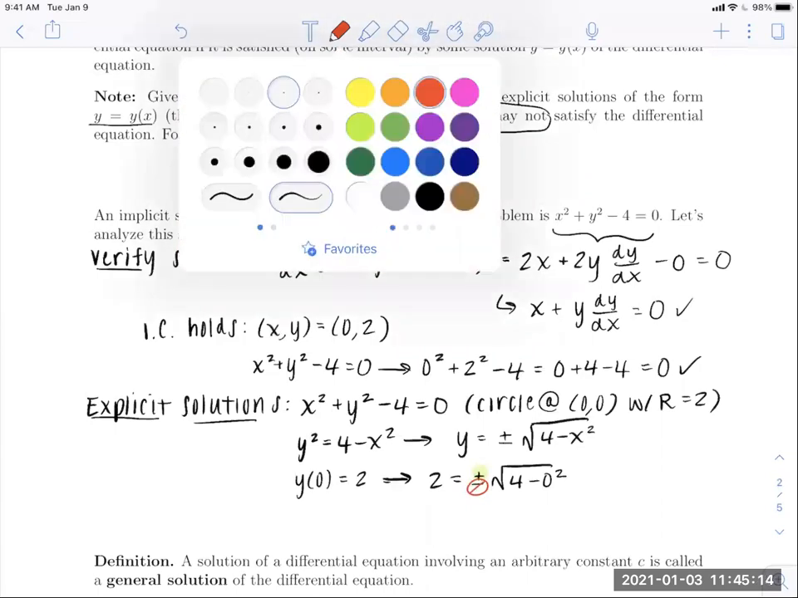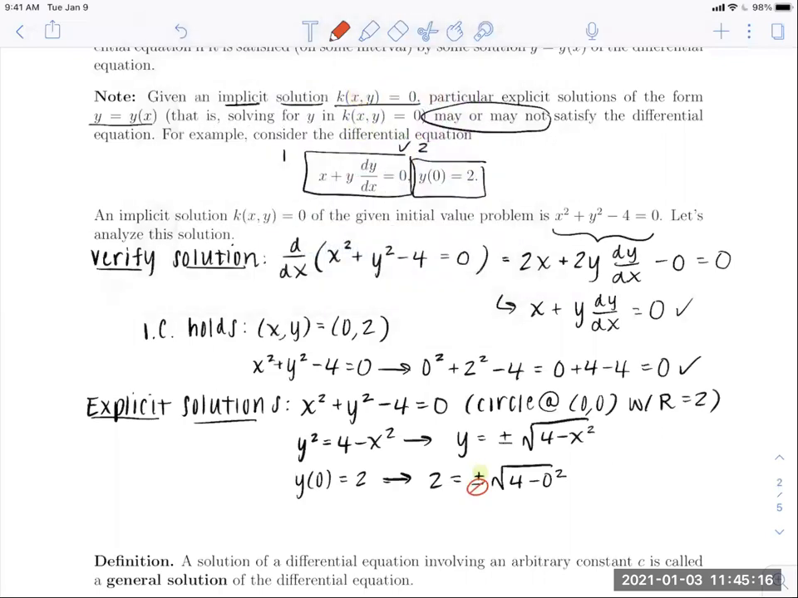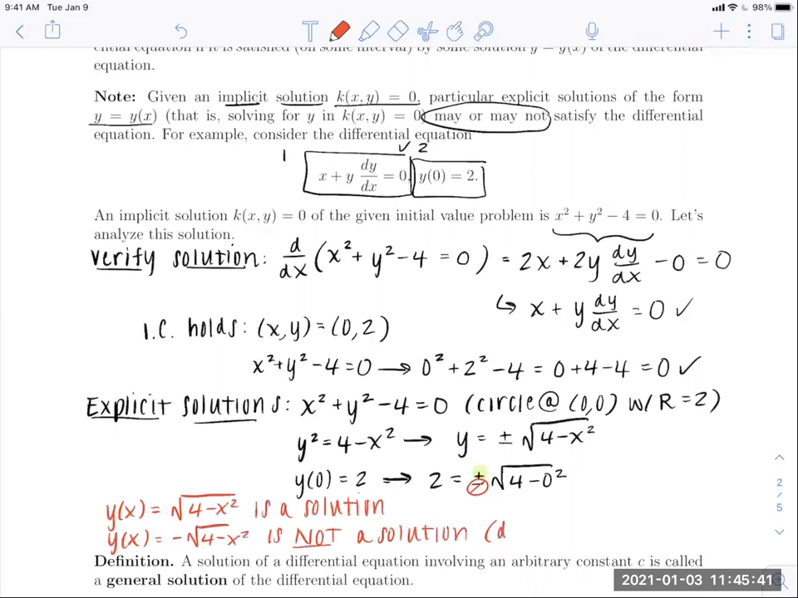So what I've just shown here, maybe I'll write it in red, is that y of x equals the positive square root of 4 minus x squared is a solution. But y of x equals the negative square root of 4 minus x squared is not a solution. And my reasoning is that it doesn't satisfy the initial condition that y of 0 must equal 2.